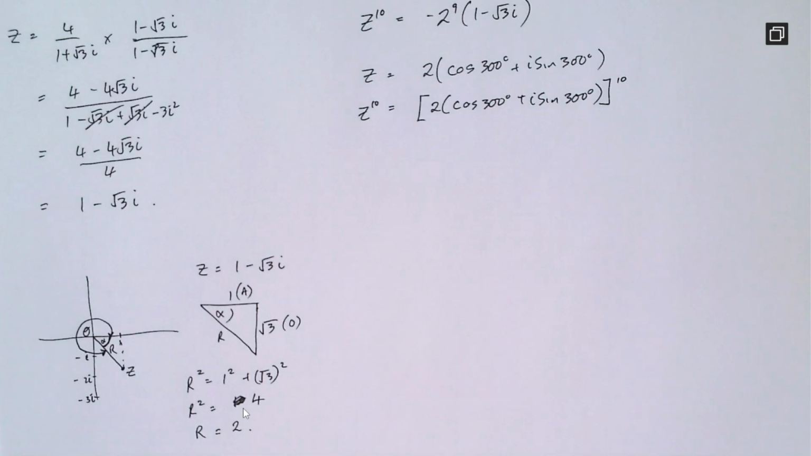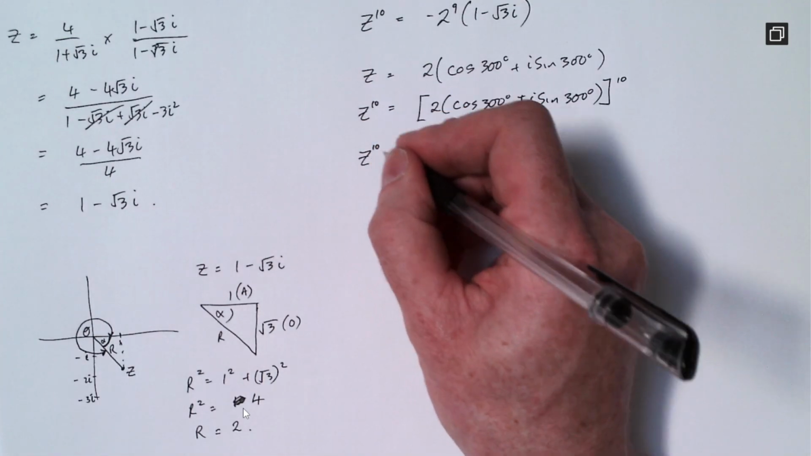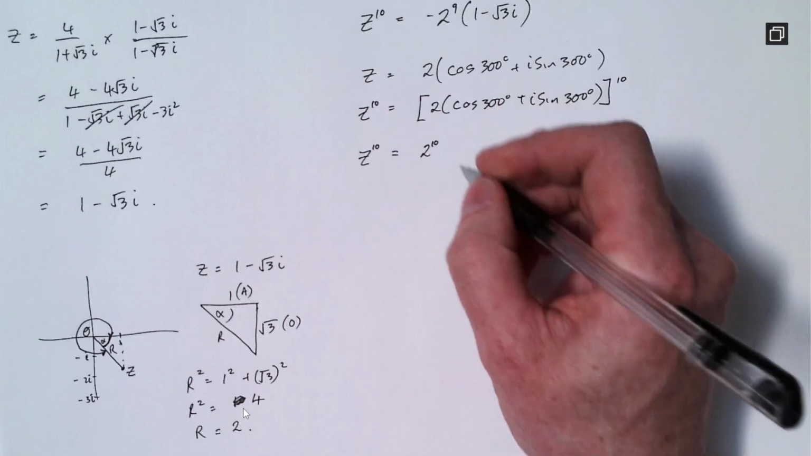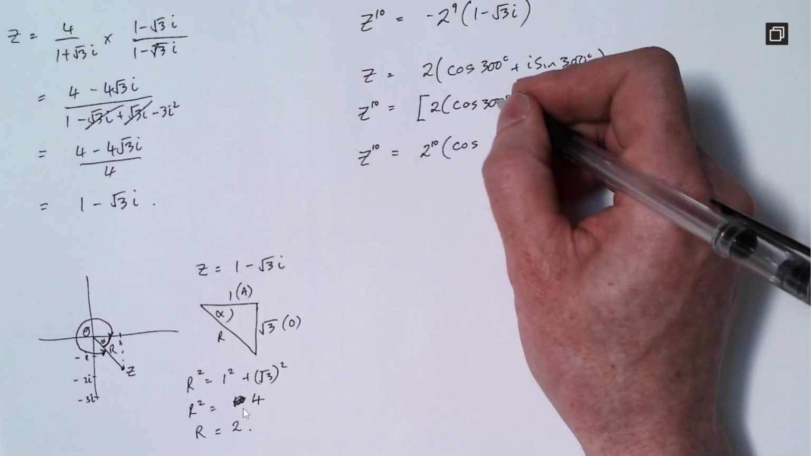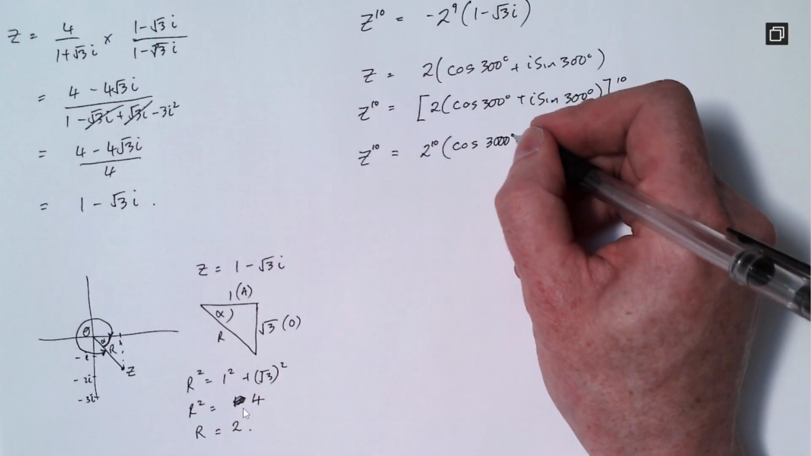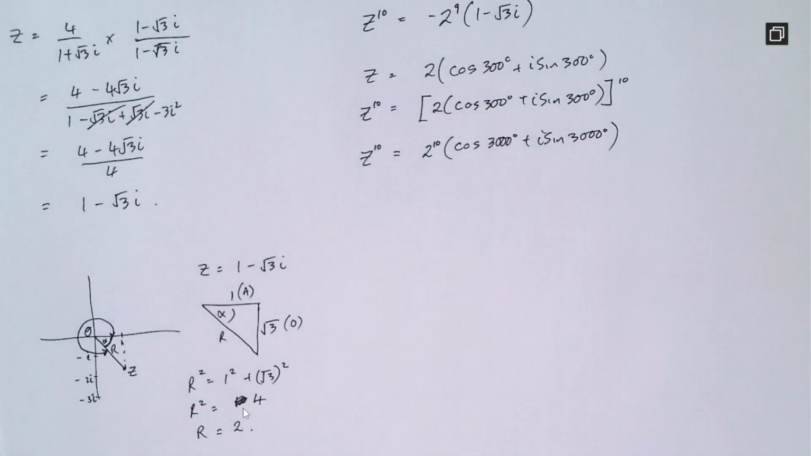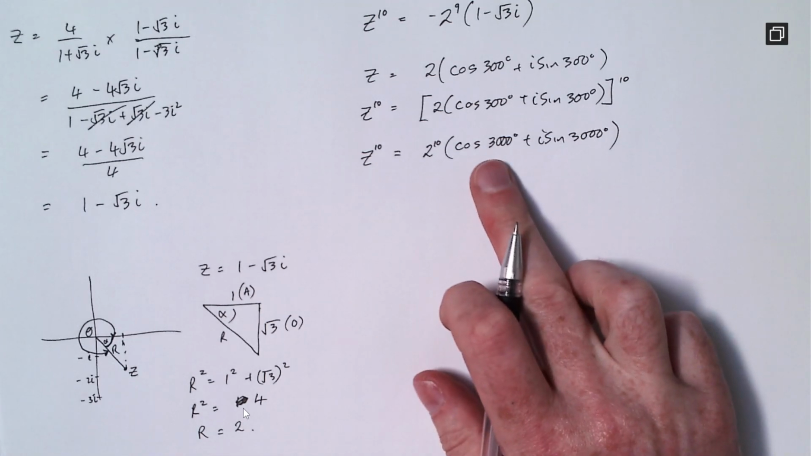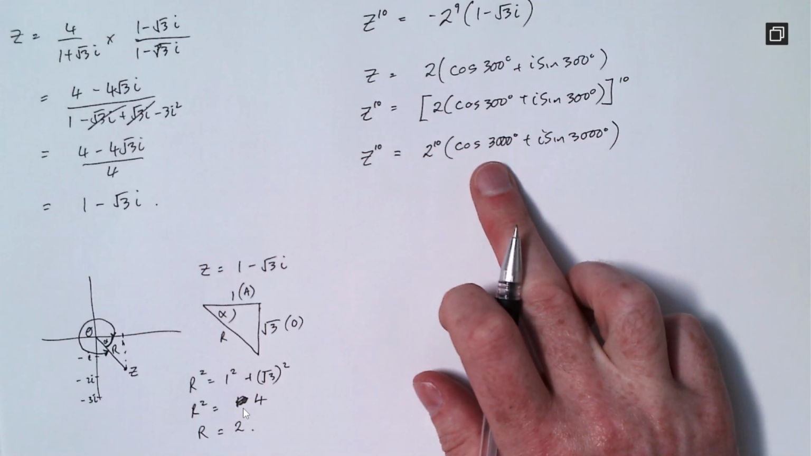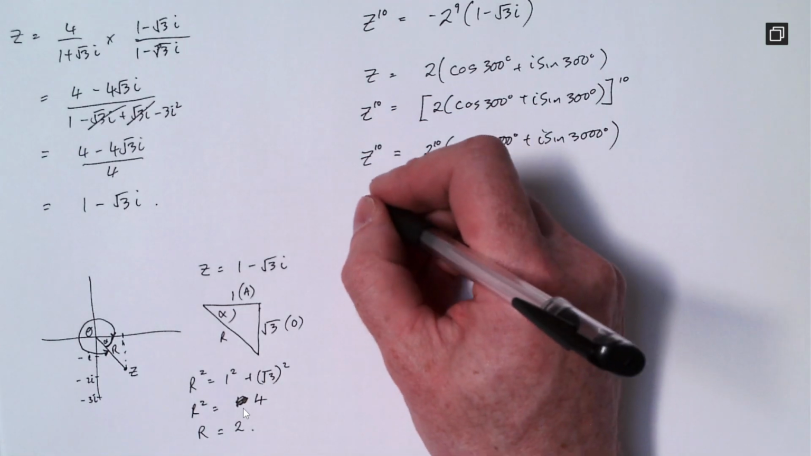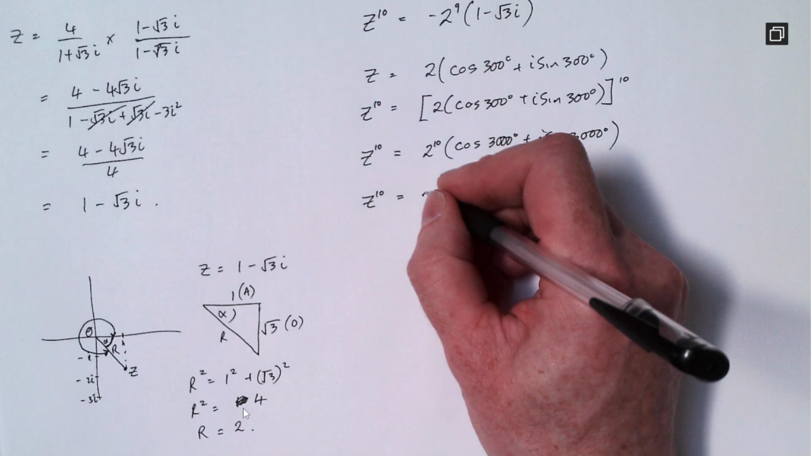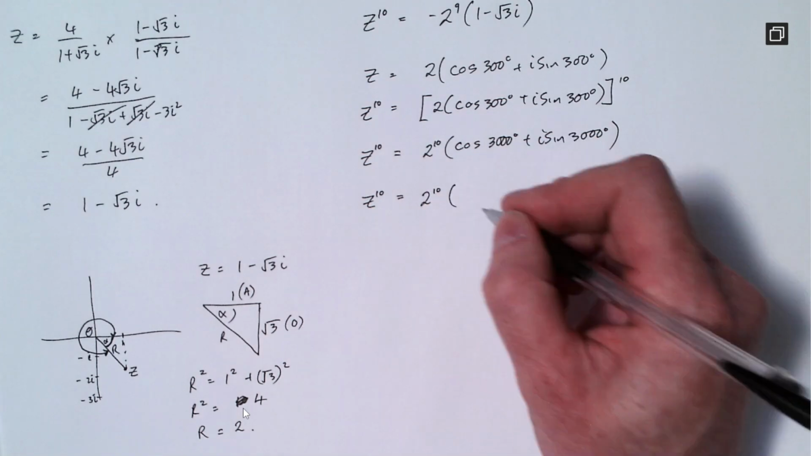So in this case, z to the power of 10 equals 2 to the power of 10 bracket cos of 3000 degrees plus i sin 3000 degrees. Now the modulus times cos 3000 degrees, we can do on the calculator: z to the power of 10 equals 2 to the power of 10 bracket cos 3000 degrees.